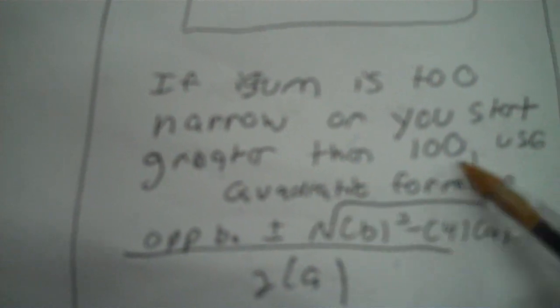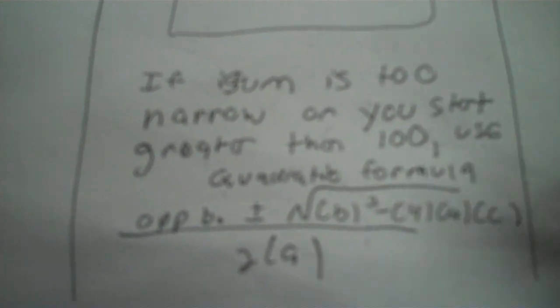So the AC product, 5 times 32 is 160. Now it's positive, but read this. If the sum is too narrow, or you start greater than 100, then you can use the quadratic formula. Okay. I should also add to that if you repeat the same factor and haven't found it yet. So if I have like a 3 and a 5 and that ain't it, getting a 5 and a 3, I can stop there because I'm just repeating myself. Higher than 100, go to the quadratic formula.